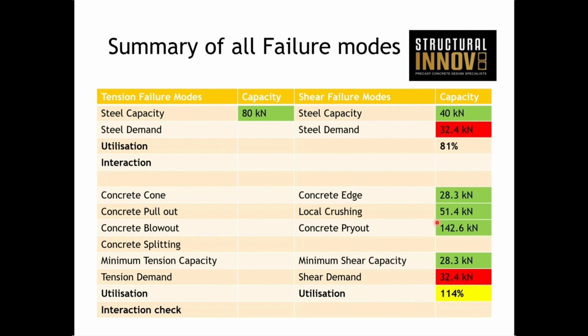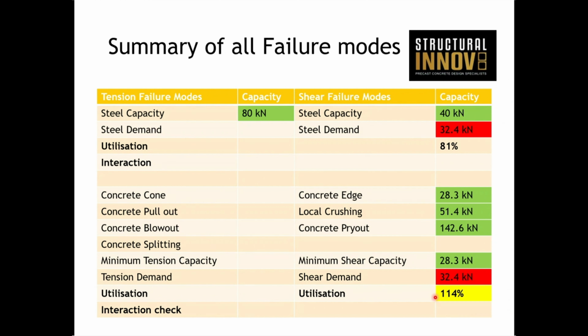So we bring all our numbers together, and we were only dealing with shear failure modes. So just the right hand side of this table is all we're concerned with. The capacity is 40 and demand is 32.4. So we get 81% utilization. Because we're only dealing with shear failure modes, we don't have an interaction check. And when we look at the concrete failure modes, we can see that the governing one in this particular case is 28.3 kilonewtons, which is concrete edge distance. And that's less than our demand, and therefore we have to come up with a solution.